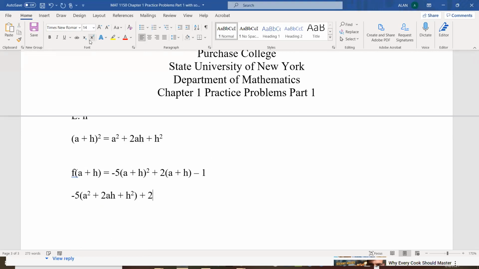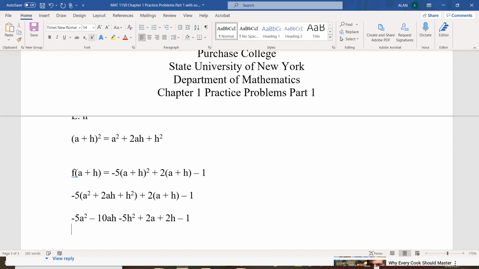Okay, so we'll start with that. And now I'm going to distribute, so to speak, the -5 across these terms, as well as the +2 across these terms. So I'm going to ultimately end up here with -5a squared minus 10ah minus 5h squared plus 2a plus 2h minus 1.